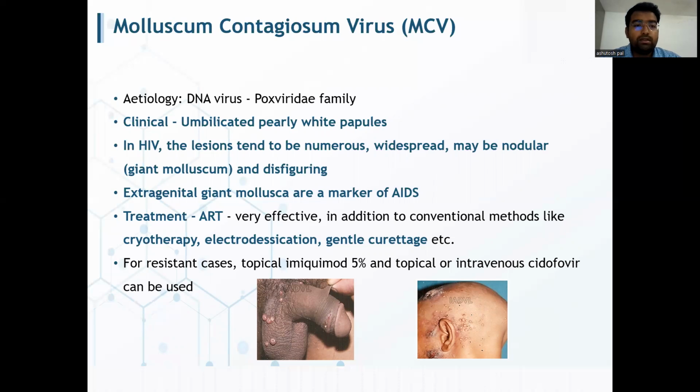Clinical features are umbilicated pearly white papules. In HIV, the lesions tend to be more numerous, wide-sized, nodular, and disfiguring. Extragenital giant molluscum are a marker of AIDS. Now, treatment is by ART, which is very effective, and additional conventional methods like cryotherapy, electrodesiccation, and dermal curettage.